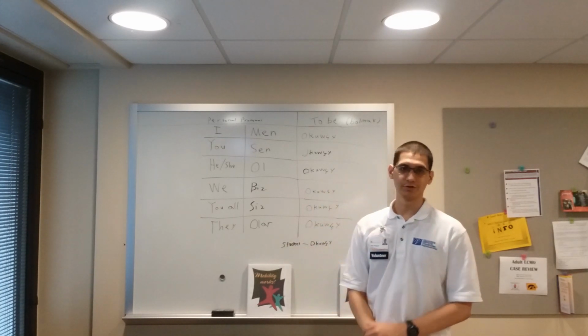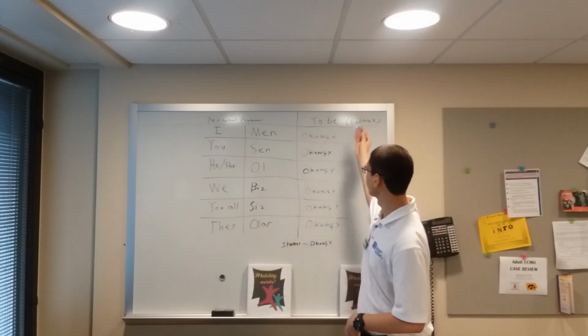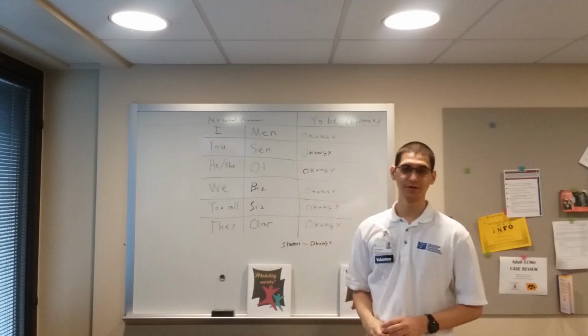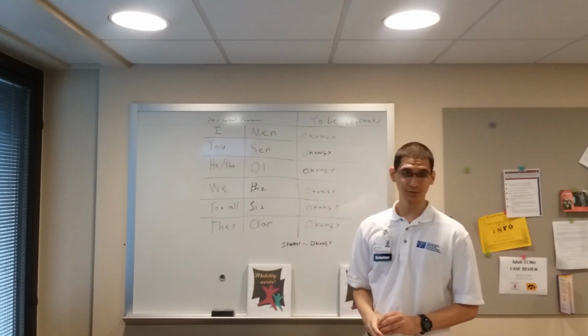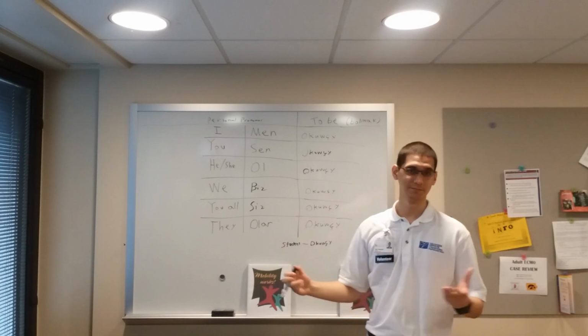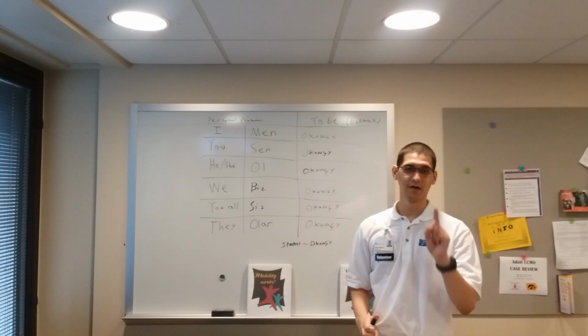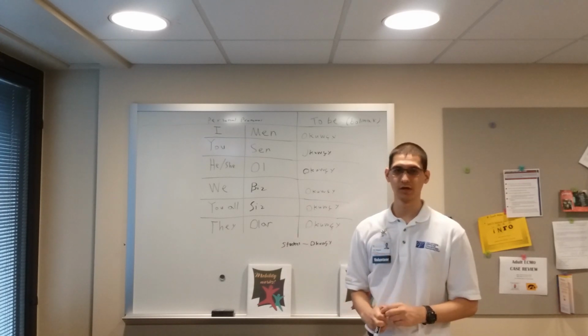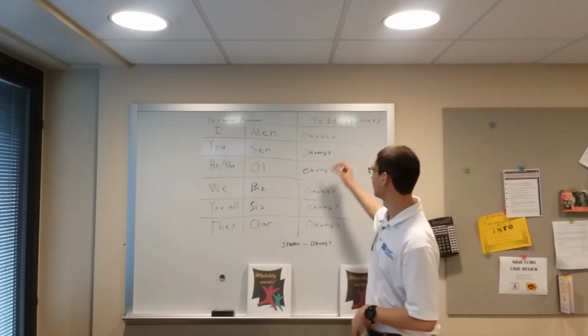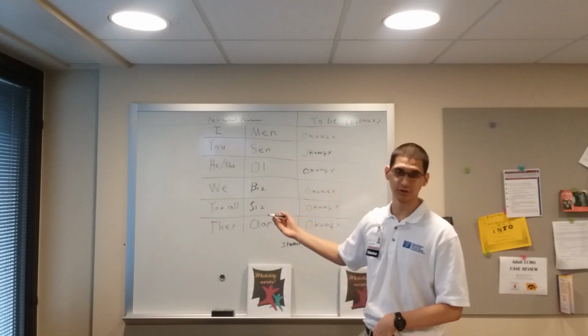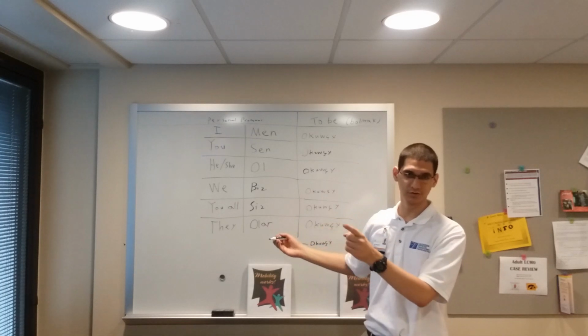Alright, so what have we learned today? We have learned the personal pronouns, and we have learned how to use the verb to be in the present tense. How do you use the verb to be in the present tense? You don't. Now, there are some exceptions. In some dialects, they do add a little thing at the end, just like in Turkish.